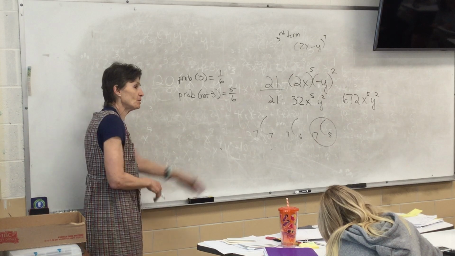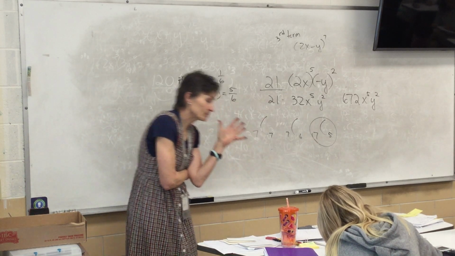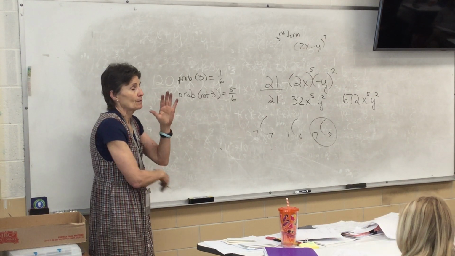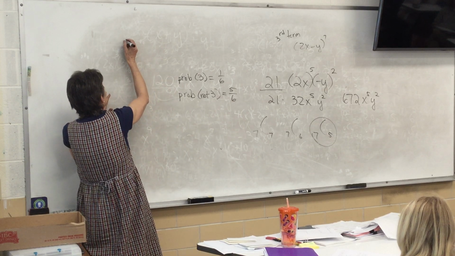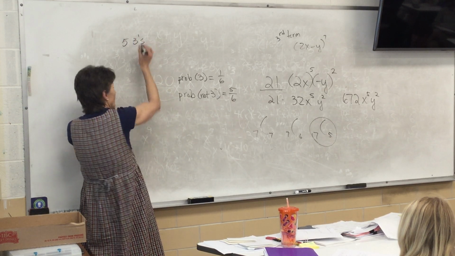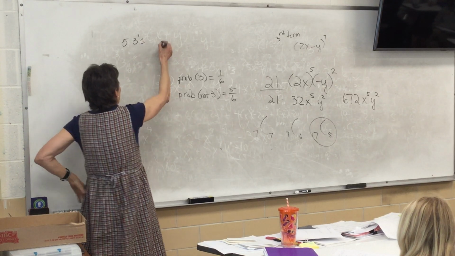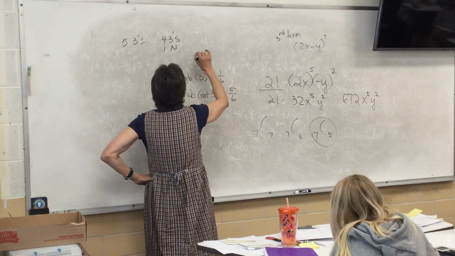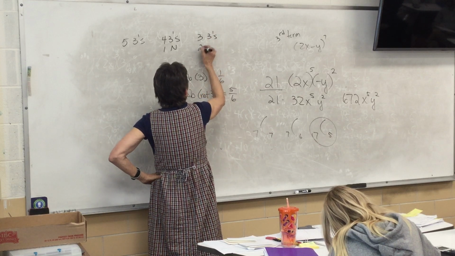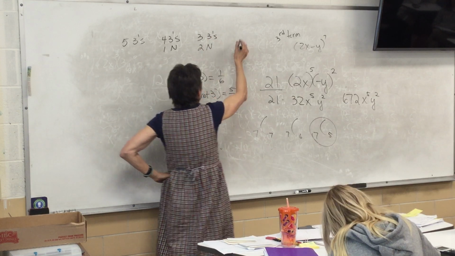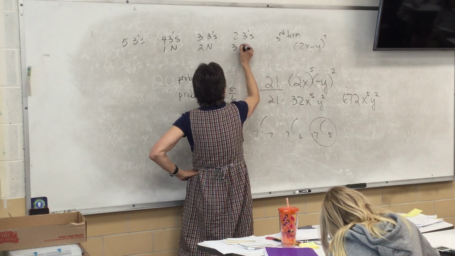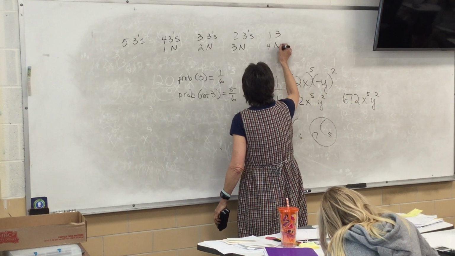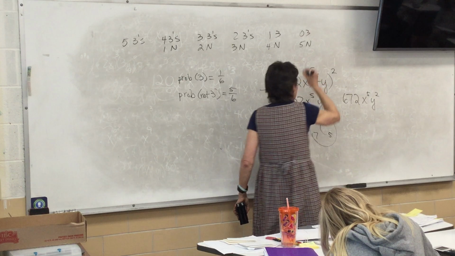Okay. Now I'm going to do this 5 times. When I roll a die 5 times, I can get 5 3s, right? I could get all 3s. I could get 4 3s and 1 not. I could get 3 3s and 2 nots, 2 3s and 3 nots, 1 3 and 4 nots, and no 3s and 5 nots. That's what could happen.